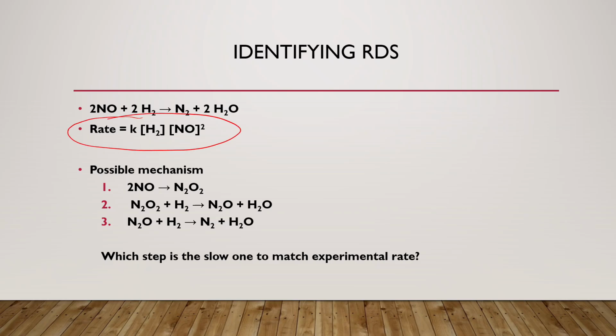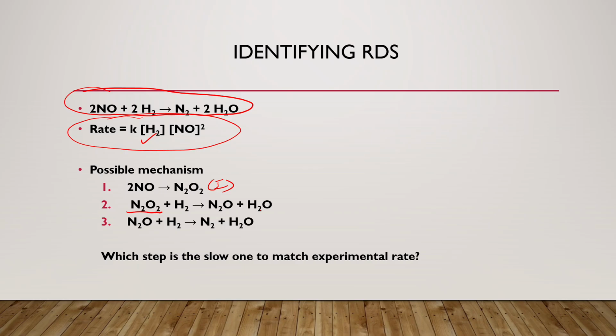Okay, so now the first step, clearly the first step cannot be the rate determining step, because if the first step was the rate determining step, you would not see any H2 in the rate equation. But there is H2 in the rate equation. So the first step clearly is not the rate determining step. Now, in the second step, we have N2O2, which is clearly an intermediate because it's not appearing on the reactant or the product side. So N2O2 is our intermediate here.